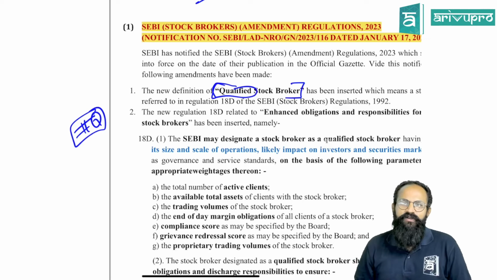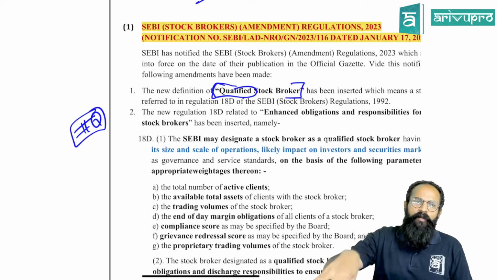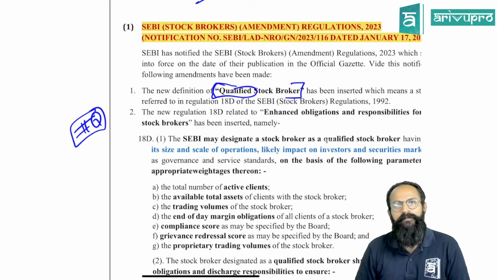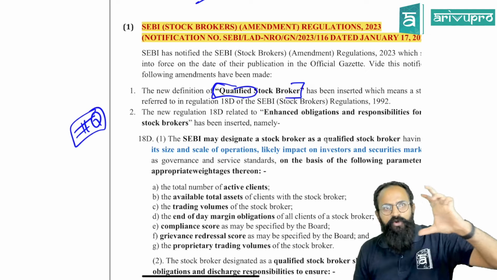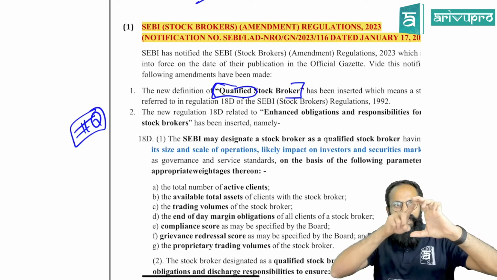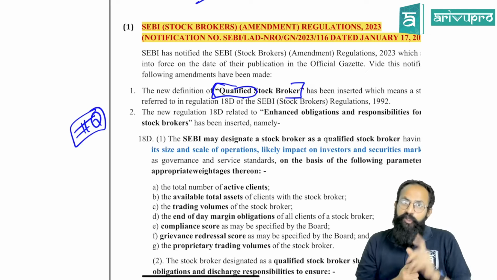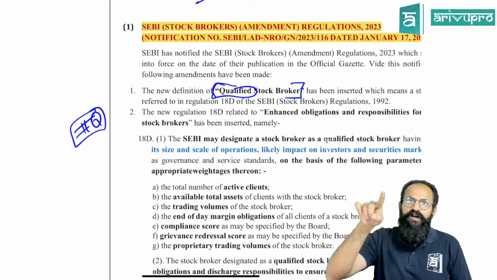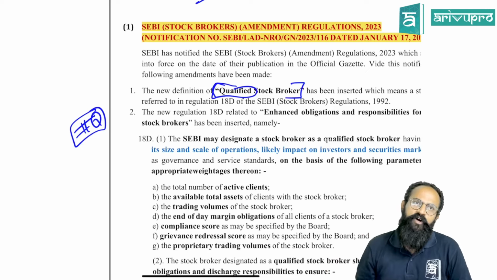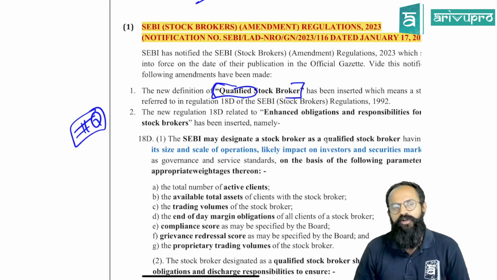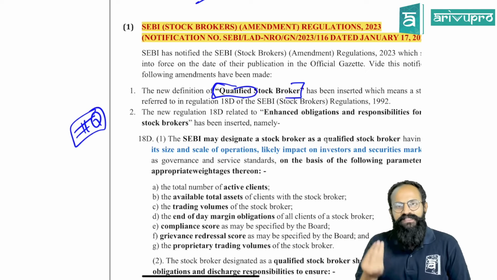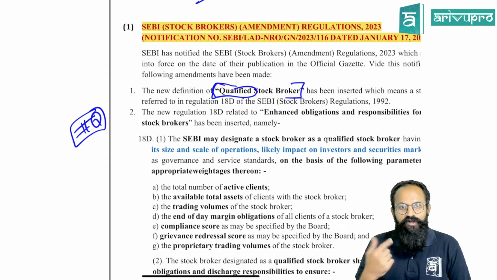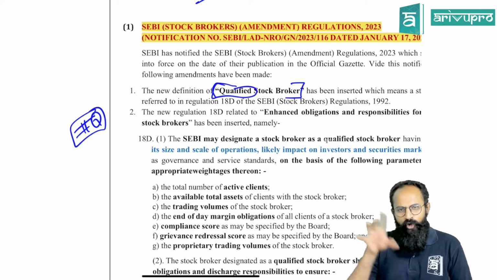So what did they do? They gave an extra obligation to these people. SEBI said there are a few criteria I will consider. If you're satisfying these criteria, you will not be called just a stockbroker. You will be called a qualified stockbroker. The moment you're a qualified stockbroker, you need to cover extra additional responsibilities compared to a normal stockbroker. Imagine if there are any disclosures, you need to do more disclosures. That's the whole concept of this.